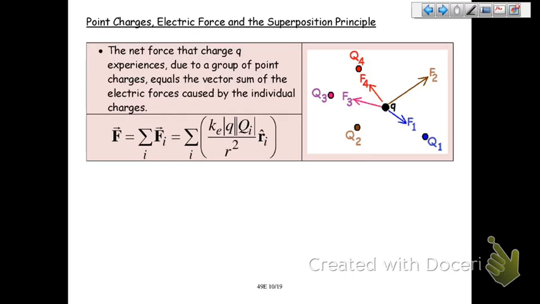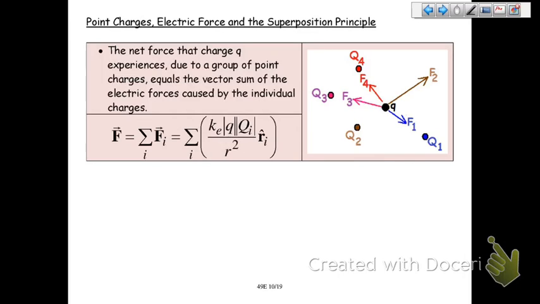Let's add a whole bunch of charges here. So we have a charge of interest, which I guess is Q, and we have a big Q2, a big Q3, a big Q4, and I'm thinking of those as being stable and stationary, and then this little q is the thing I'm interested in. The net force on charge little q due to a group of point charges equals the sum of the electric forces, the vector sum, caused by the individuals. So I've got to imagine a whole bunch of arrows on here. Let's say I already have the arrows.